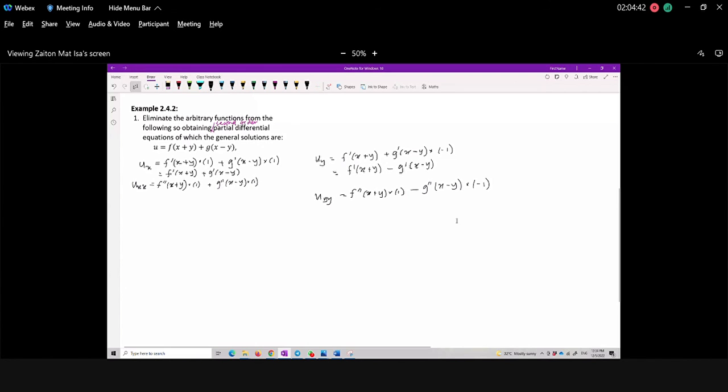Now, do you still remember how we develop a second order PDE from the ux that we have here? Take a look, and then we want to eliminate, as it also mentions here, the arbitrary functions. We have to try and see what we can add or subtract so that we can get rid of the arbitrary function.